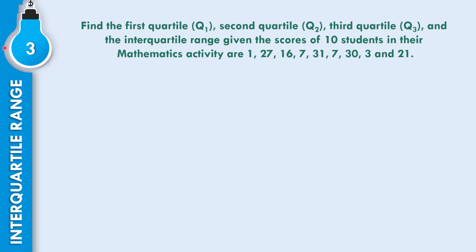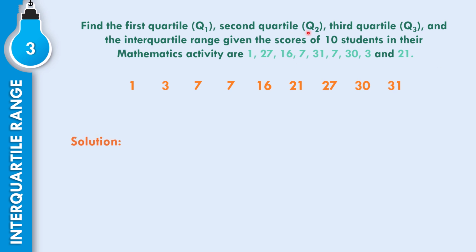In example number 3, find the first quartile, Q1, second quartile, Q2, third quartile, Q3, and the interquartile range given the scores of 10 students in their mathematics activity: 1, 27, 16, 7, 31, 7, 33, and 21. First, we need to arrange from ascending order, from lowest to highest. So first is 1, next is 3, and then 7, another 7, 16, 21, 27, 30, and then 31.